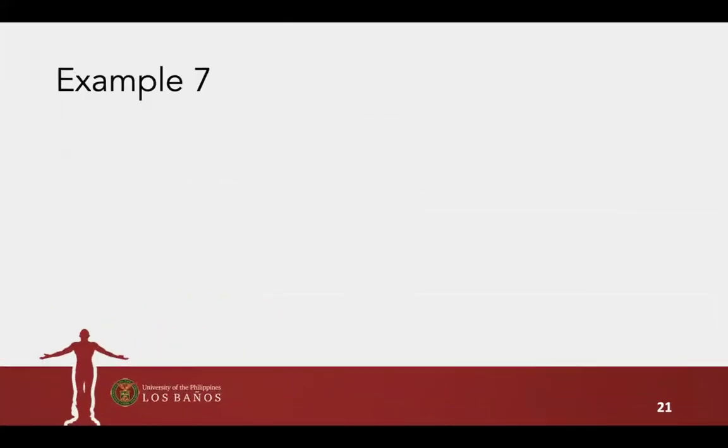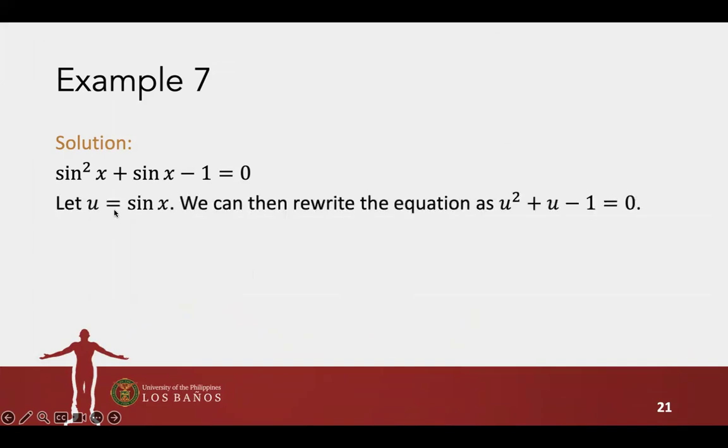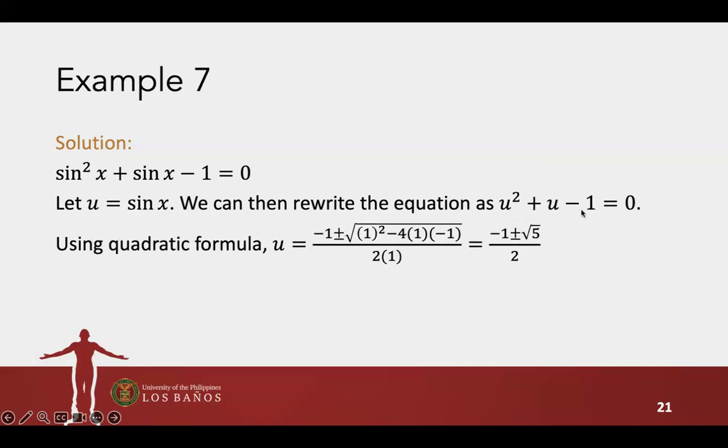So from this one, let's see how this will be done. So this is the simplified form already. So now we'll try to solve this one. So we let u be equal to sine x. All right. So if we let u be sine x, then we can rewrite the entire expression as u squared plus u minus 1 equals 0. And now this is easier to solve. Okay. So since this is not factorable, we're using our quadratic formula here. So u would be, again, the quadratic formula is negative b plus minus square root of b squared minus 4ac all over 2a.